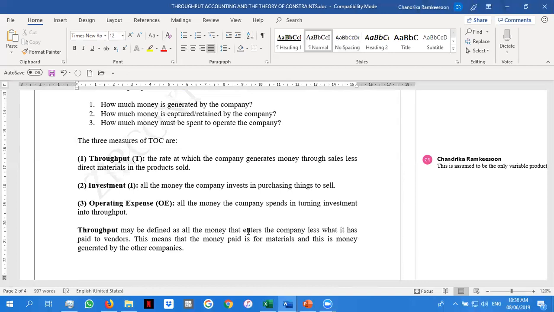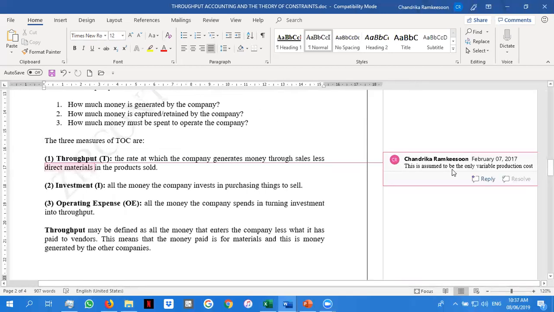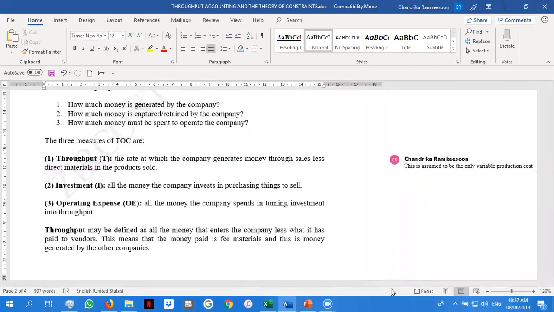So with throughput accounting and the term throughput, it is assumed that the only variable cost is direct material. In fact, I think I have that noted here for you. See, it is assumed to be the only variable production cost, direct material. And again, that's why, at the risk of repeating myself, I said a few times earlier in the lecture that students doing this on their own may find it a bit difficult, challenging to understand the concepts.